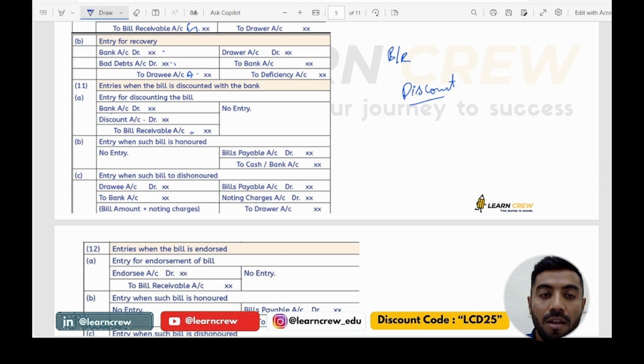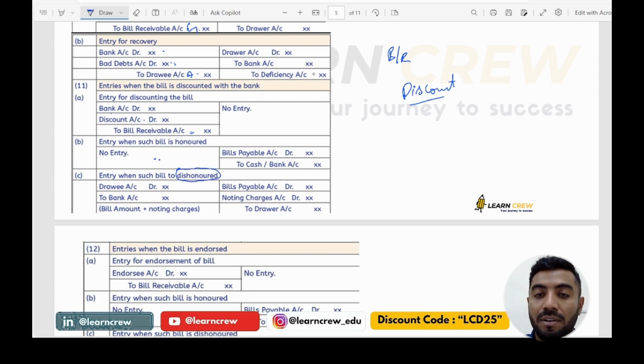After the bill is discounted, if the bill is honored, the person A is directly paying the bank. So in our books, no entry will be there, because party A is directly paying the bank. But if the same has been dishonored, what will happen?